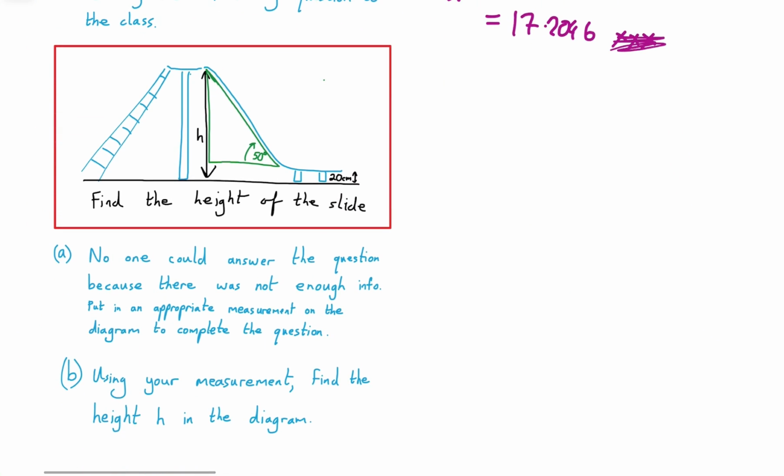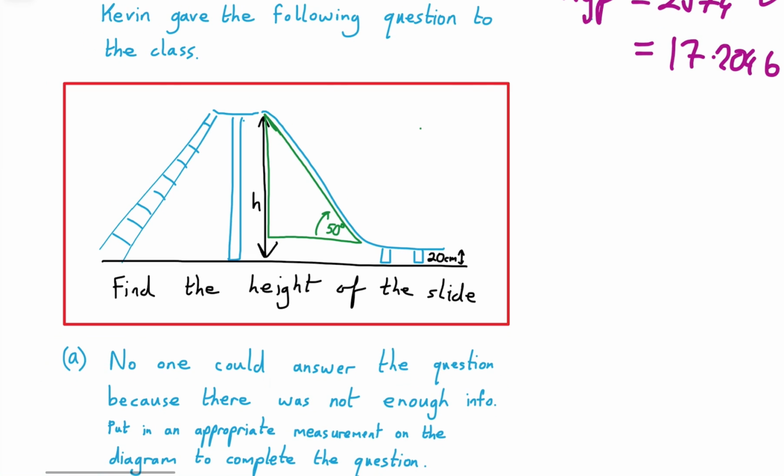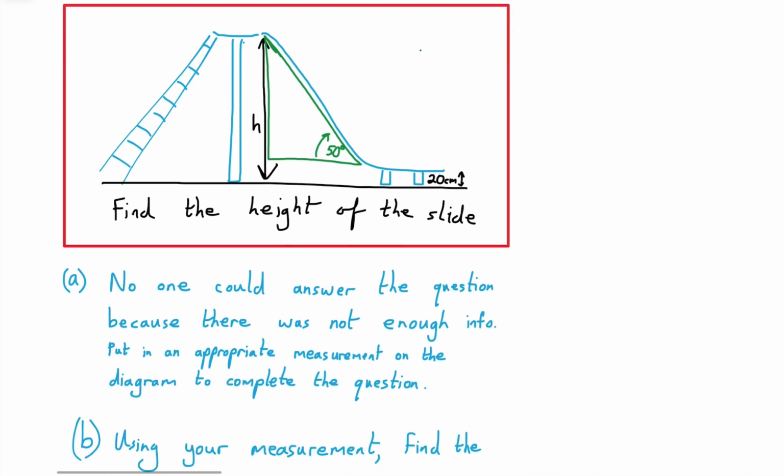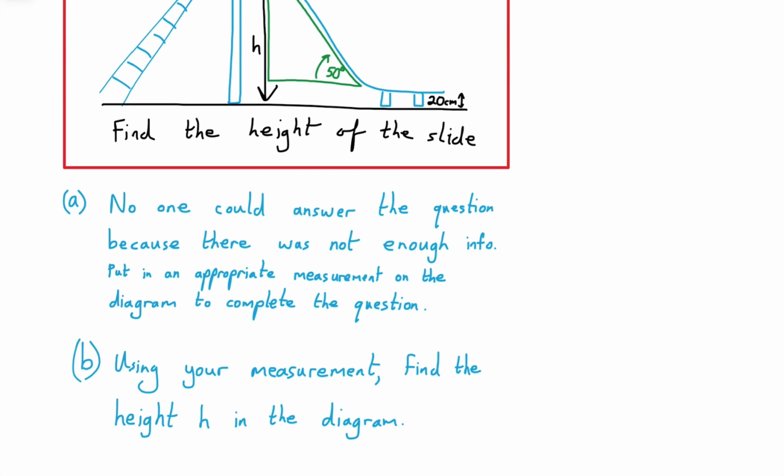Okay, so we've got a question here. There's a diagram with it. Kevin gave the following question to his class. Find the height of the slide, it says, and there's plenty of information on the diagram. We can see the slide running down at 50 degrees. You can see the legs of the slide are 20 centimeters. We should be able to find the height, I imagine. Let's take a look though.